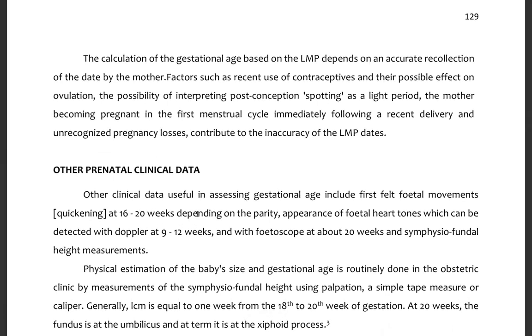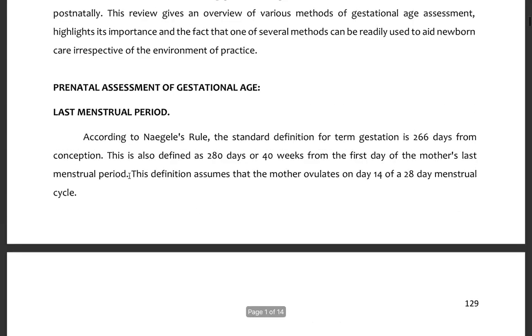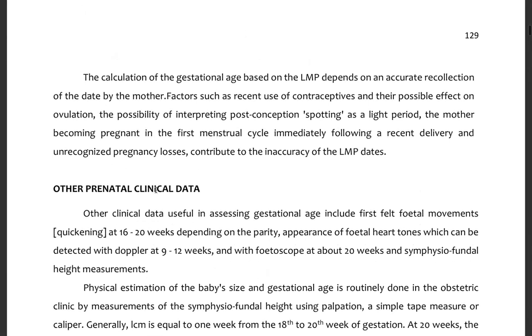Just remember the names: prenatal assessment, and after birth, how do you assess the gestational age? This is one method of assessment during the prenatal period. One is the last menstrual period, and another is the day when the quickening is felt. Another is when, by ultrasound, you detect the fetal heart tones. That is the appearance of fetal heart tones, which can be detected with Doppler at 9 to 12 weeks of gestation. Quickening is usually felt between 16 to 20 weeks. Based on quickening and on ultrasound Doppler detection, that's how you tell.